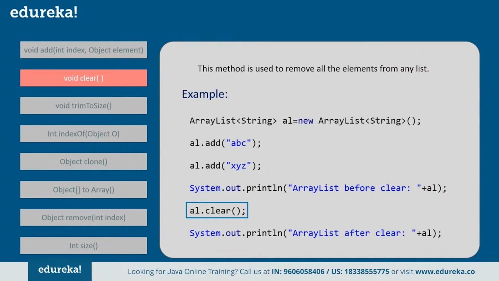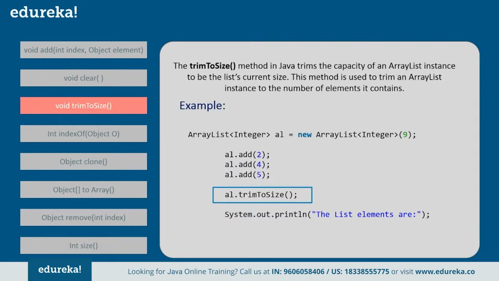Next, the clear method. This method is used to remove all the elements from the list. That is, you can just use the clear method to remove all the elements present in the list. Next, trimToSize. This method trims the capacity of an ArrayList instance to the list's current size. That is, if you are creating an array list of size 9 and you're adding only 3 elements to that, on calling this method trimToSize, it trims the size of the array list from 9 to 3. That is, it reduces the array list size to the number of elements that it contains.